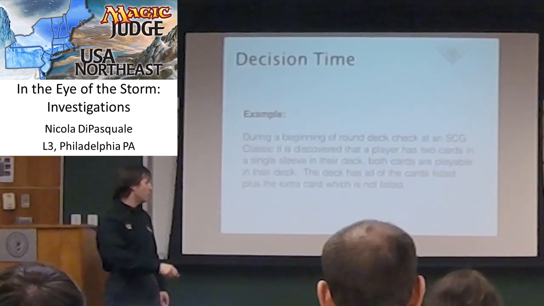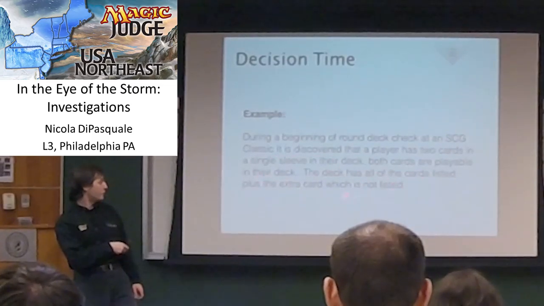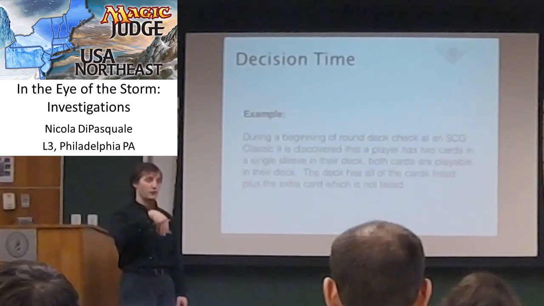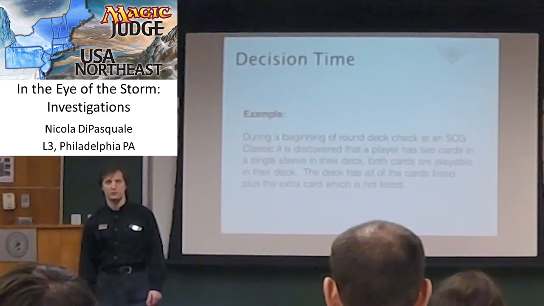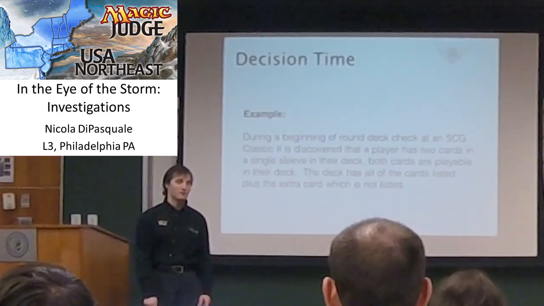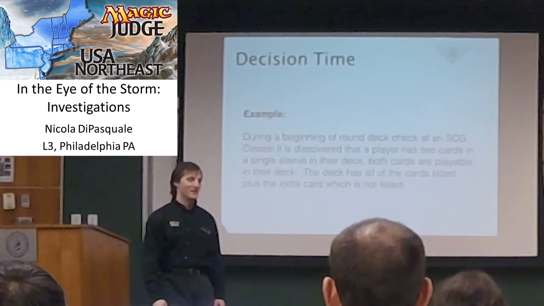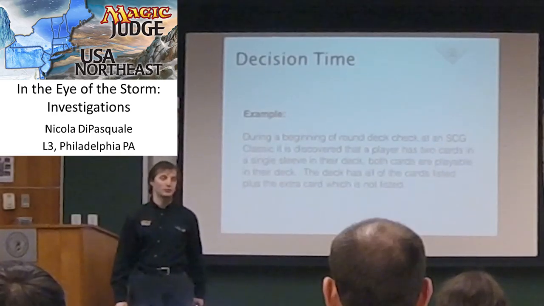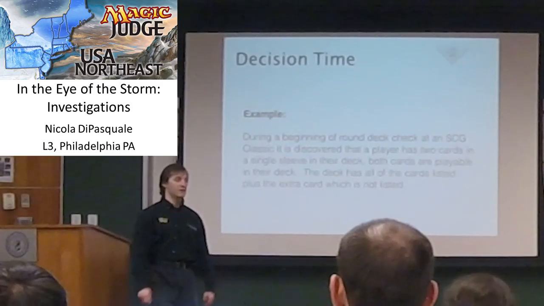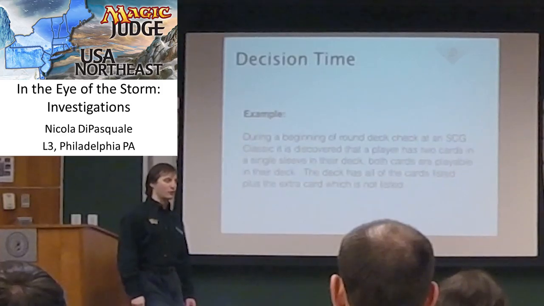So here we go. During the beginning of round, a judge checking at a Star City Classic discovered the player has two cards in one sleeve. It's very obvious, very visible. You can see it any time because these cards are not hidden in the sleeve in any way. Both cards are playable in their deck, and all of the cards listed on his deck list are there, with the addition of this second card behind them. What do you think? No, I think they just forgot to put it in. Yeah, that's pretty much what happened.